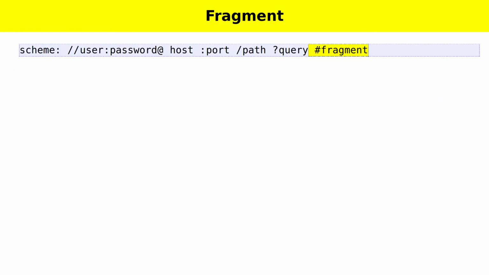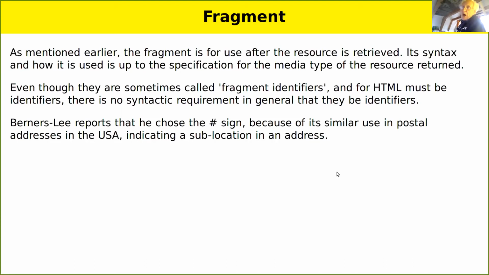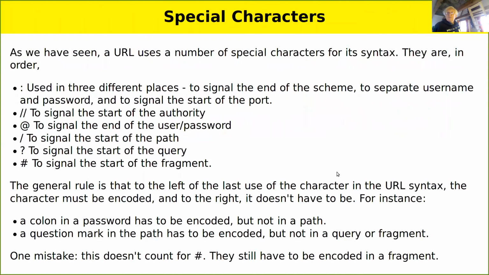The final part of the URL is the fragment. The fragment's used after the resource is retrieved. Its syntax and how it's used is up to the specification for the media type of the resource returned. Even though it's sometimes called a fragment identifier, and for HTML it must be an identifier, there's no syntactic requirement in general that they be identifiers. And as I say, it's up to the media type to say what the syntax is. Berners-Lee reported that he uses the hash sign because of its similar use in postal addresses in the USA, indicating a sublocation of an address.